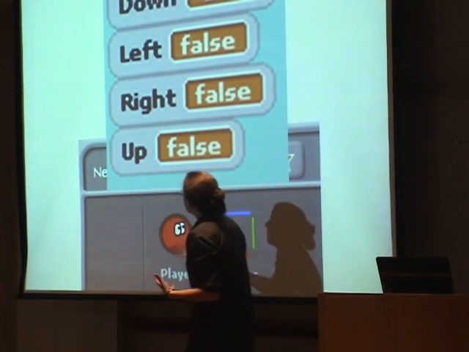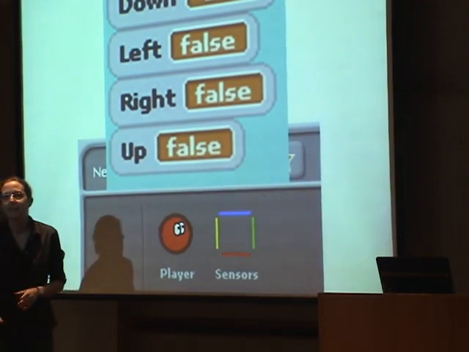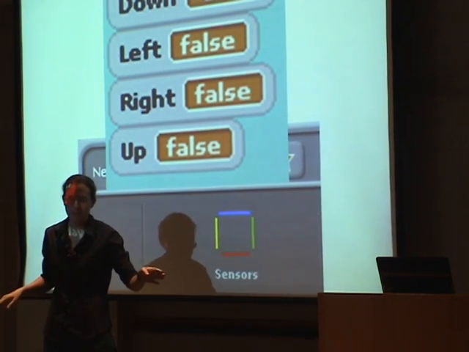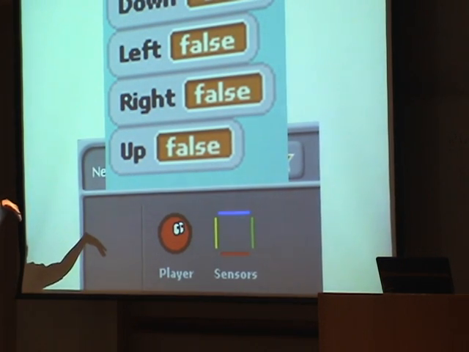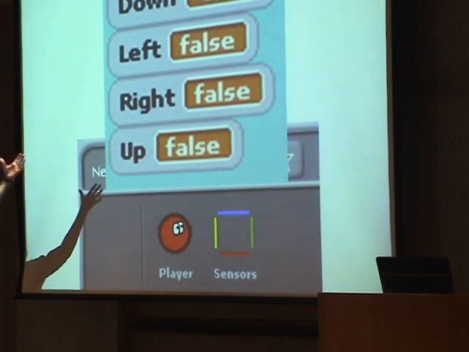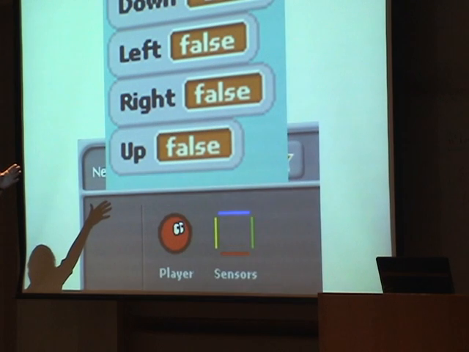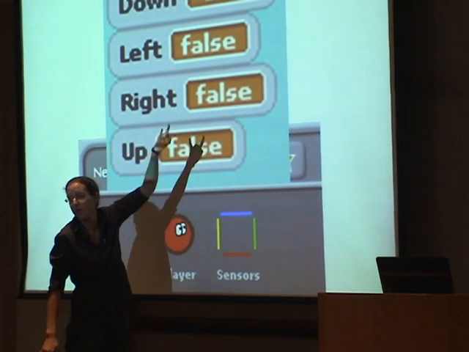So what we can do is create variables to say, nah, can't go to the right anymore. Nah, can't go to the left anymore. Okay? And so here, this is one of the representations of variables in Scratch. It'll show you the value of the variable in Scratch. Computer scientists in the room are going to say, why don't you just use ones and zeros instead of trues and falses? These are literally the words true and false.